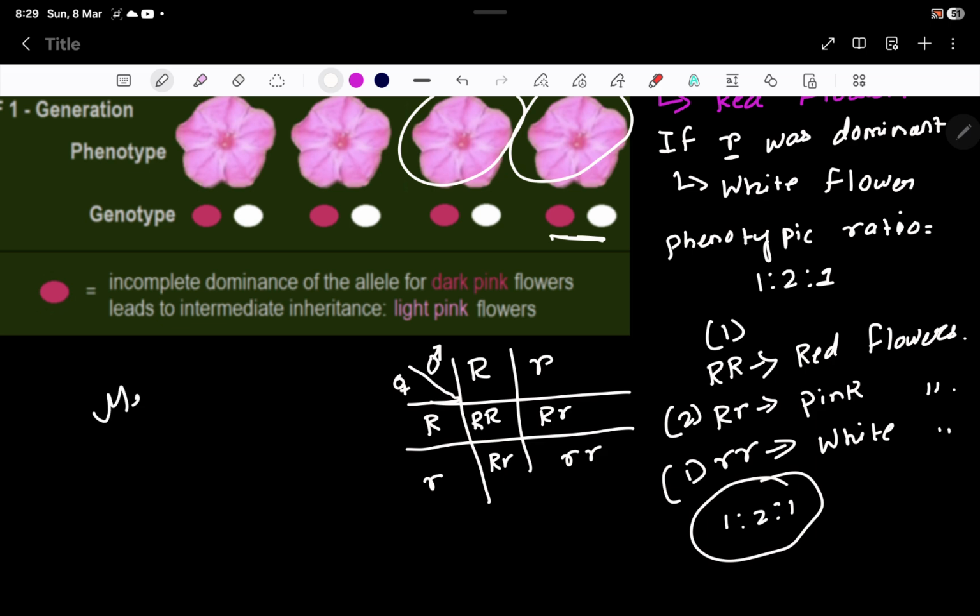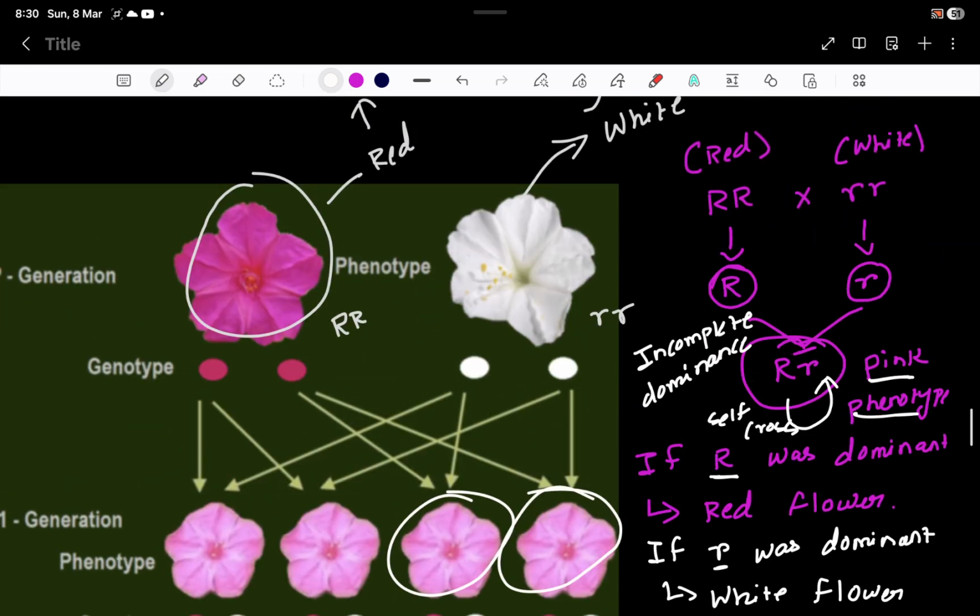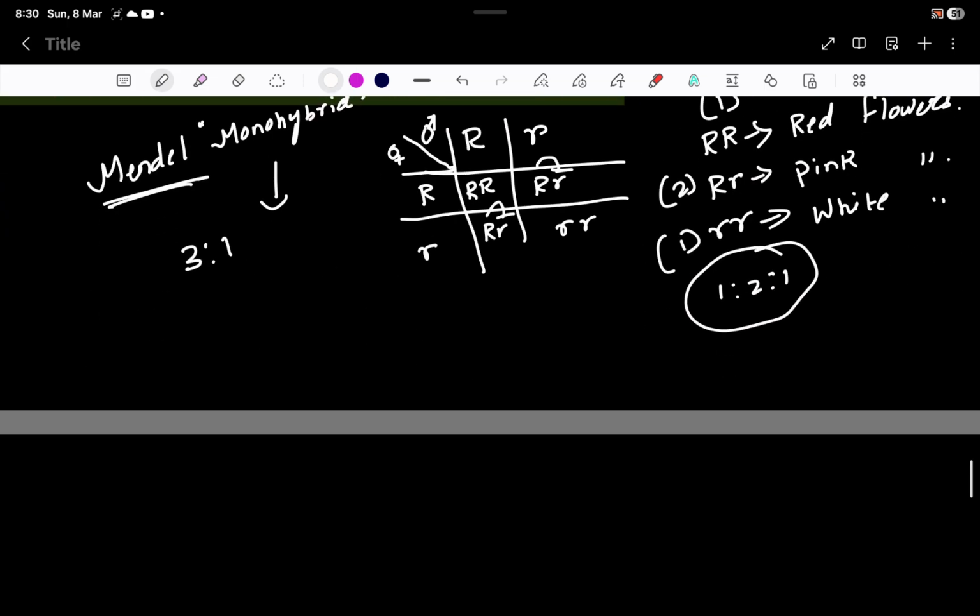But in Mendel's monohybrid cross, what was the phenotypic ratio? It was 3:1. That's because capital T was dominant over small t, so both of these were in the tall category. But in this case, there is no dominance. Clear? This is about incomplete dominance.